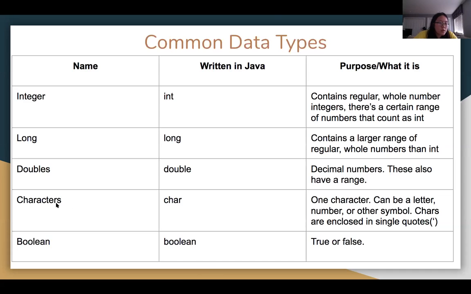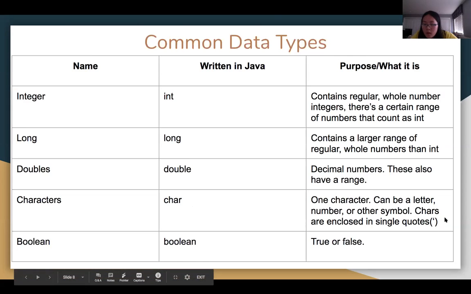Next one, characters. In Java, they'd be something called char with a lowercase c. This is one character, so that can be a letter, a number, or other symbol. Chars are enclosed in single quotes, so you can see here that it's right here. On your keyboard, it'd be the one right under the double quotes. So that's how you find it.